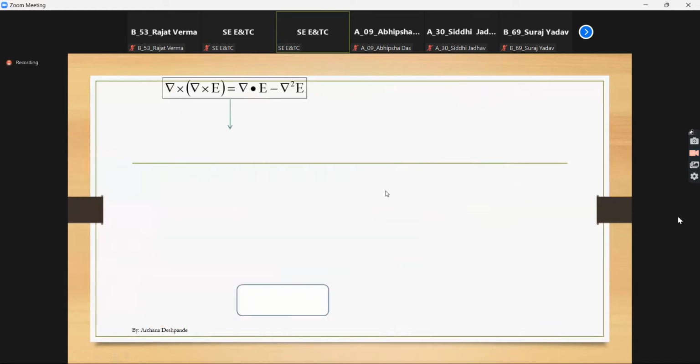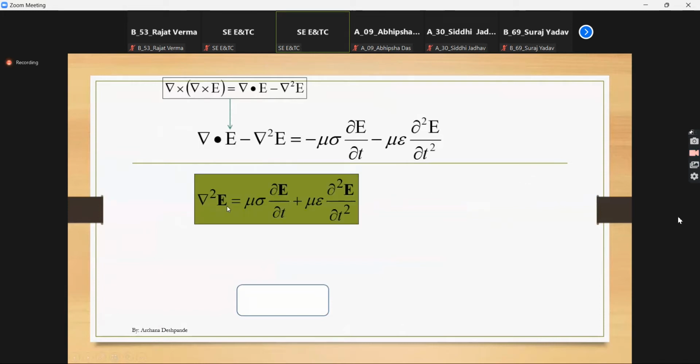Let's go ahead. Curl of curl of E: this term is 0, so it is going to be minus del square E, which we studied last time. So this minus sign and this minus sign are going to make a plus. Therefore del square E is going to be this expression. This expression was not there in last time's wave equation, only this term was there. The first term that has come is due to the JC term.